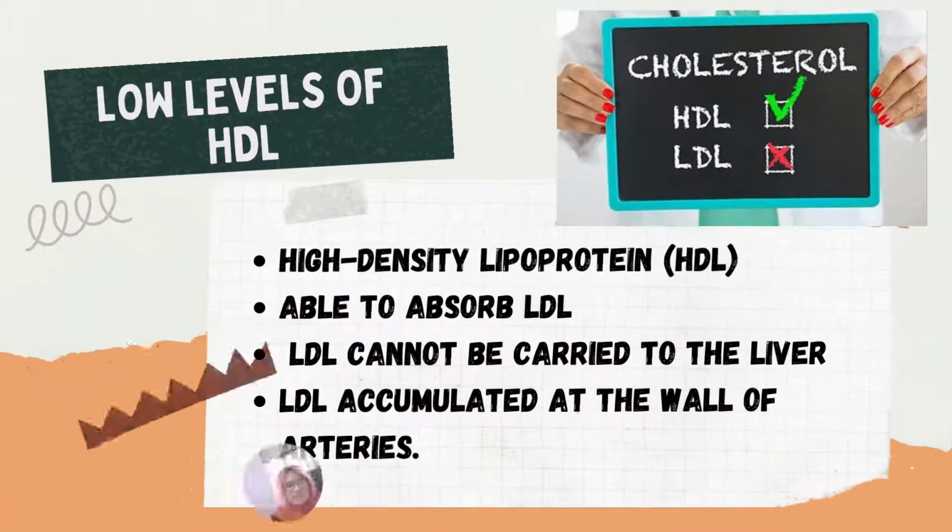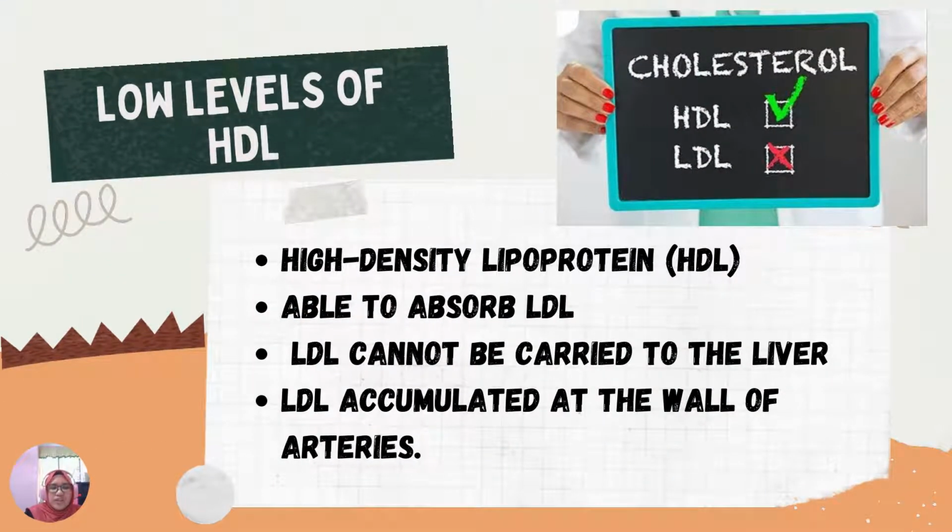Next is the low level of HDL. HDL is the high density lipoprotein, known as the good cholesterol. HDL's function is to absorb LDL. LDL is the low density lipoprotein, known as the bad cholesterol. So if there is a low level of HDL, LDL cannot be carried to the liver, so LDL will accumulate at the wall of the arteries.